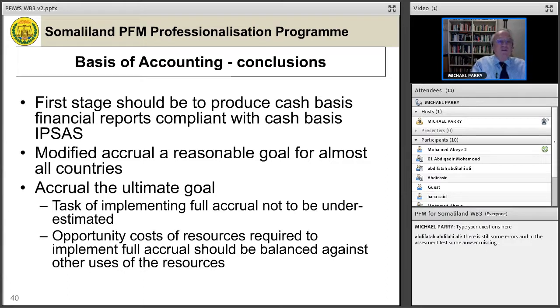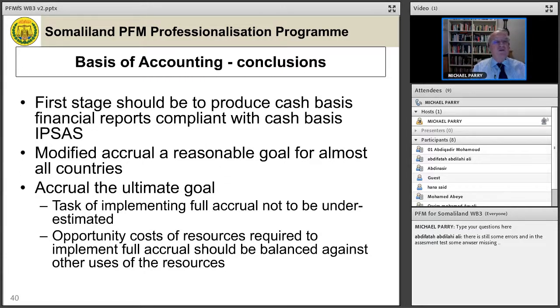So some conclusions. Well, the first conclusion is that for every country, the first stage is to produce cash basis financial reports compliant with the cash basis IPSAS. If you're using, as happens I believe in Somaliland, some form of modified cash, then you need to be able to work out what your cash flows are and to produce cash flow statements without any element of accrual. That's the first thing you've got to be able to do. If you can do that and you can produce reports which are compliant with the cash basis IPSAS, this is a good basis to build on.